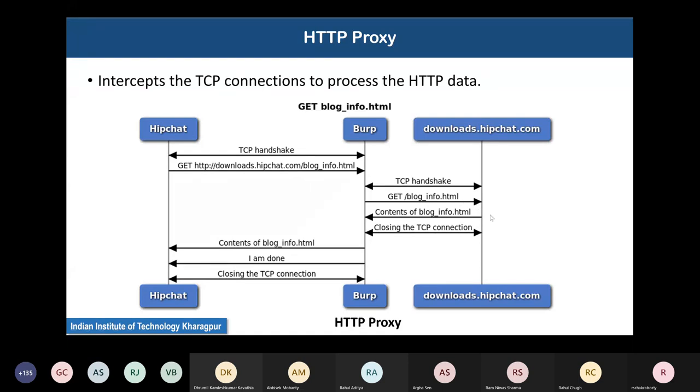and then it will issue, when the connection is set up, a usual GET command, but this GET command is actually on behalf of the HipChat client. Okay. Then it gets the contents of the blog info, then it closes the TCP connection, and then it sends back the contents of bloginfo.html. When it sends back the contents, usually it would cache a local copy of the web page.